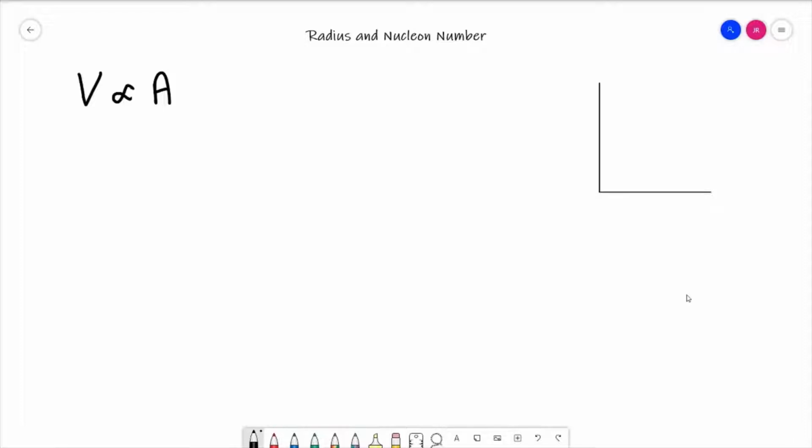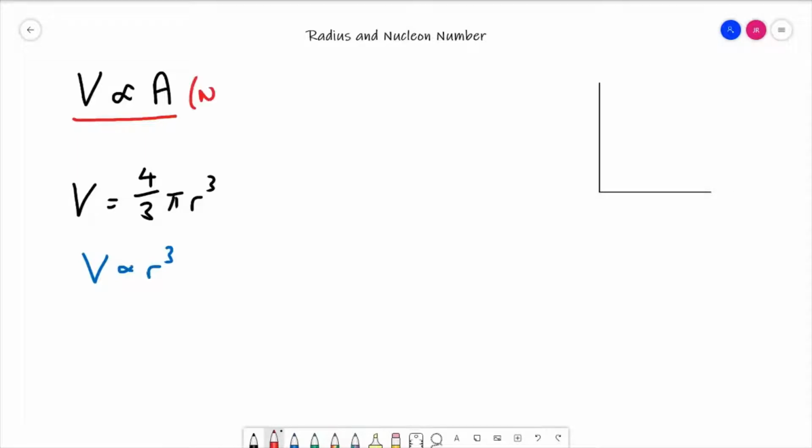Now from a geometry point of view we know that the volume of a sphere is 4/3 pi r cubed, and therefore from this equation we know that the volume of a sphere is proportional to r cubed. Now if V is proportional to A, where A of course is the nucleon number, so don't confuse that with area, that is nucleon number from our nuclear notation, and V is proportional to r cubed, then it will follow that A, the nucleon number, is proportional to r cubed.